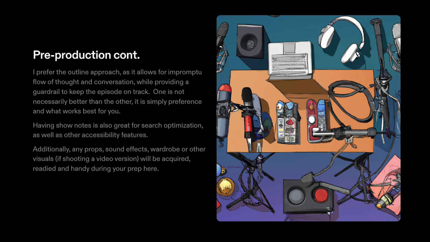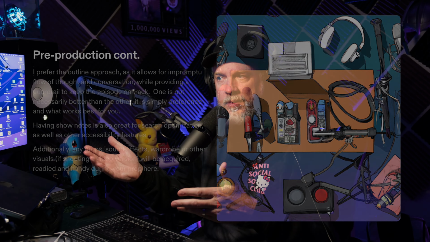So I prefer the outline approach. It allows for impromptu flow of thought and conversation while providing a guardrail to keep the episode on track. One is not necessarily better than the other. It's simply preference and what works best for you. Having show notes is also great for search optimization as well as other accessibility features. Additionally, any props or sound effects or wardrobe or other visuals if shooting a video version will need to be acquired, readied, and handy during your prep here.